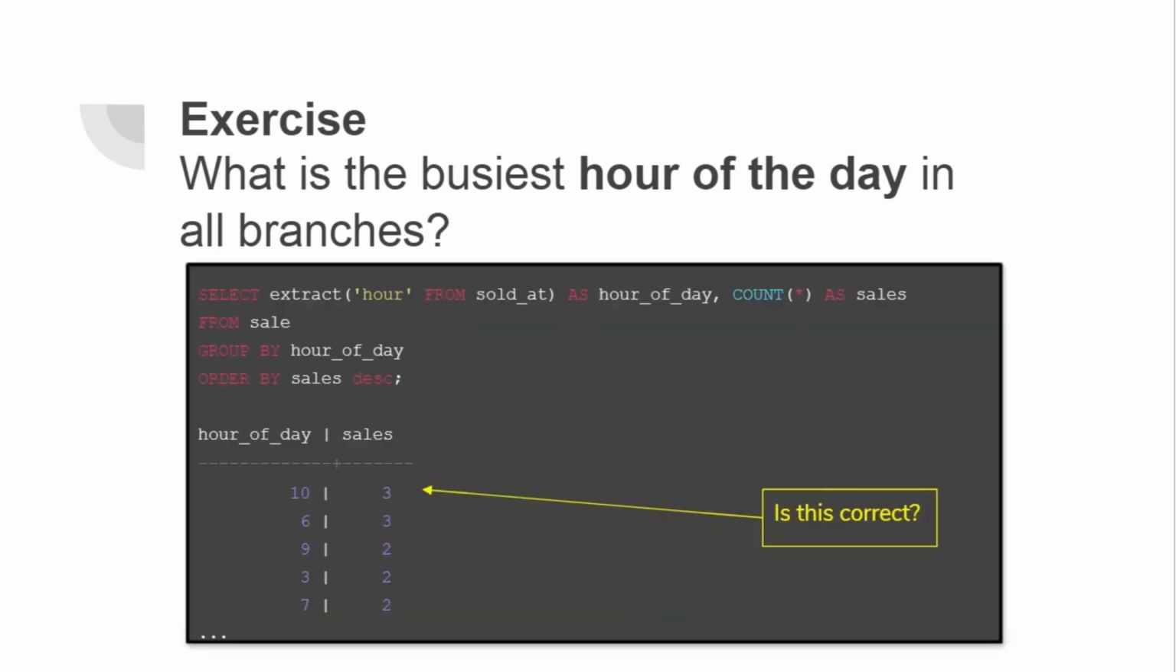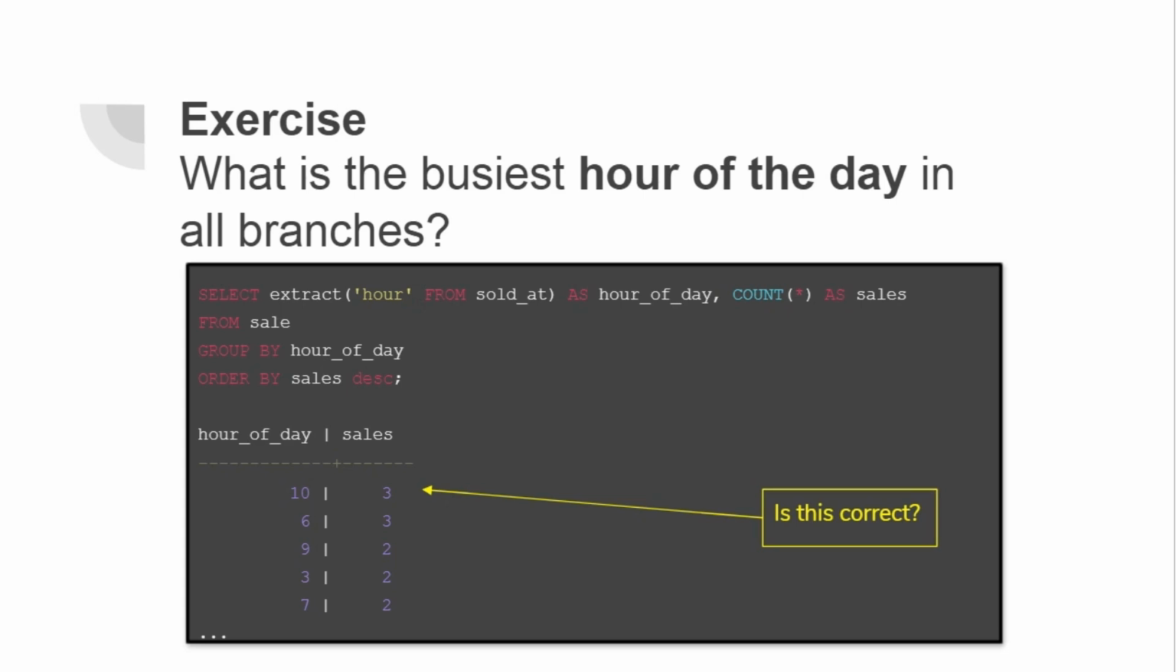Okay? So the straightforward, or I would even say naive, way of writing this query is to try and extract the hour from the sold at. As you can see here at the top, select extract hour from sold at, and then count the sales and group by the hour, right? And then we get this list. According to this list, the busiest hour of the day is 10.